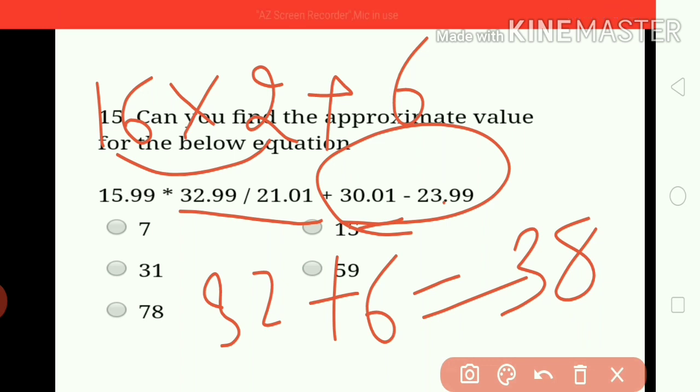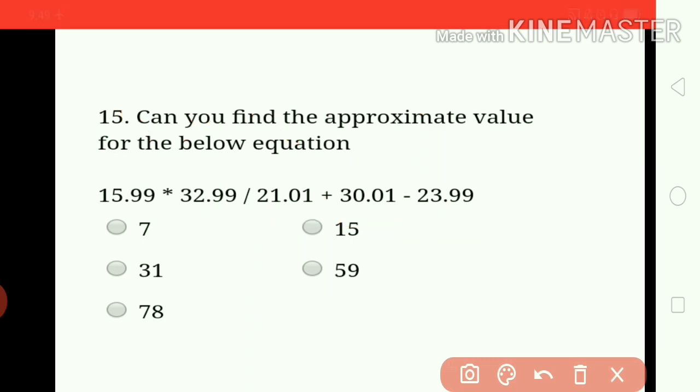So let us check the answer. Which option is showing you 38? Maybe some misprinting is here. 38 is the solution of this equation, right?